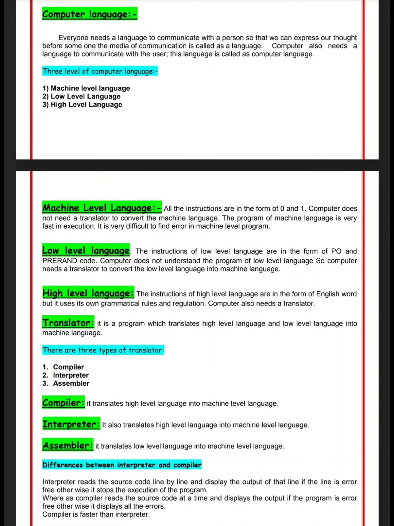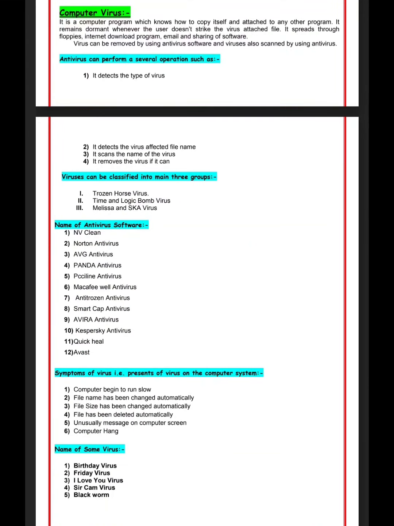Computer virus: it is a computer program which knows how to copy itself and attach to any other program. It remains dormant until the user strikes the virus test file. They spread through floppies, internet, downloaded programs, email, and sharing of software. A virus can be removed by using antivirus software, and viruses are also scanned by using antivirus.